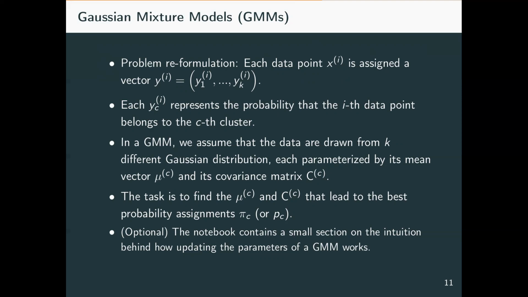And yeah, so our task is to find the best mean and covariance matrices. And we also want to find the best probability assignments that correspond to these means and covariance matrices. So we denote the assignments by pi, and C is the ID of the cluster.